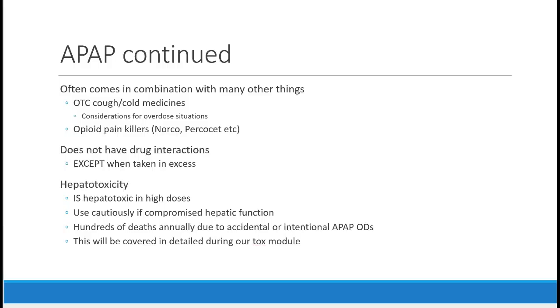Acetaminophen is combined with a ton of over-the-counter things, cough and cold medications. Opioid painkillers like Norco and Percocet are combined with acetaminophen. It's really important that if you're prescribing or recommending anything, or your patient's taking anything that's a combination product, that they understand that there's Tylenol in there. A lot of patients don't know that there's Tylenol in it.